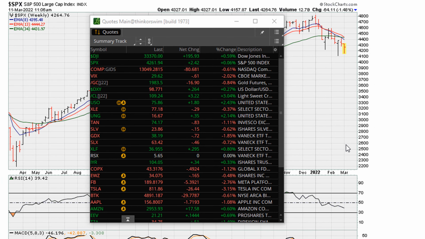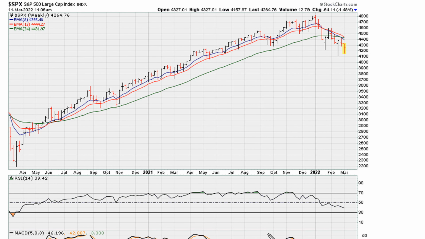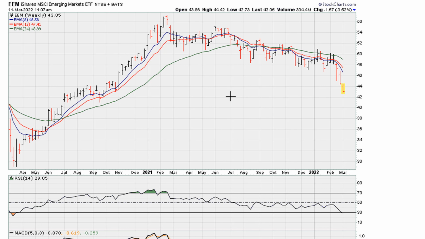recoveries. Welcome. With markets down over the last couple of months, for example, we can see the S&P is off its highs from early 2022. And actually, if you take a look at other markets, for example, take a look at the emerging markets by way of the EEM, we can see they made their highs in early 2021, right now trading at 52-week lows.